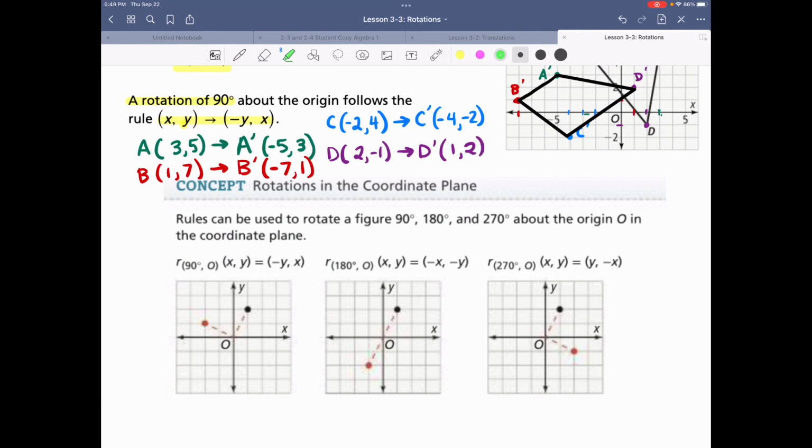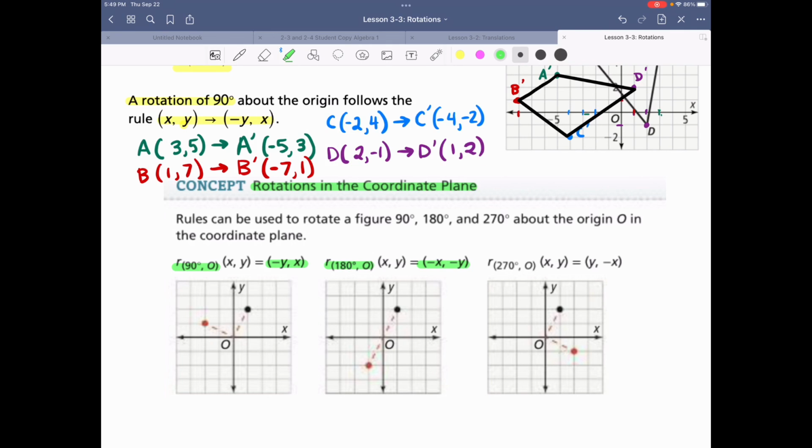I have placed this concept in your notes, it's called rotations in the coordinate plane. And the reason I've done this is because it's very important to know these angles of rotation, the rules for them. So if it's a 90-degree rotation about the origin, the coordinates switch places and the y becomes negative. If it's a 180-degree rotation about the origin, then the x and y stay in their spot here in their coordinate point, but they become negative.